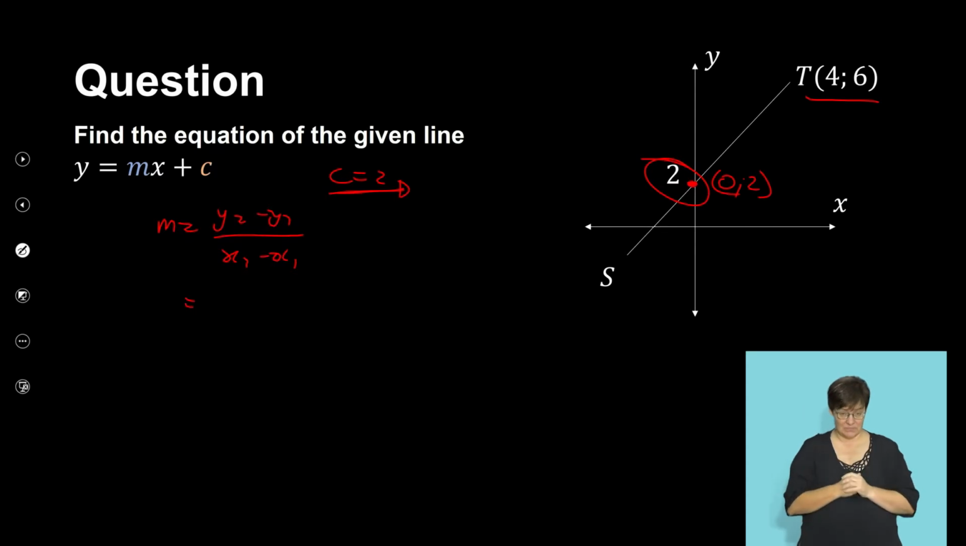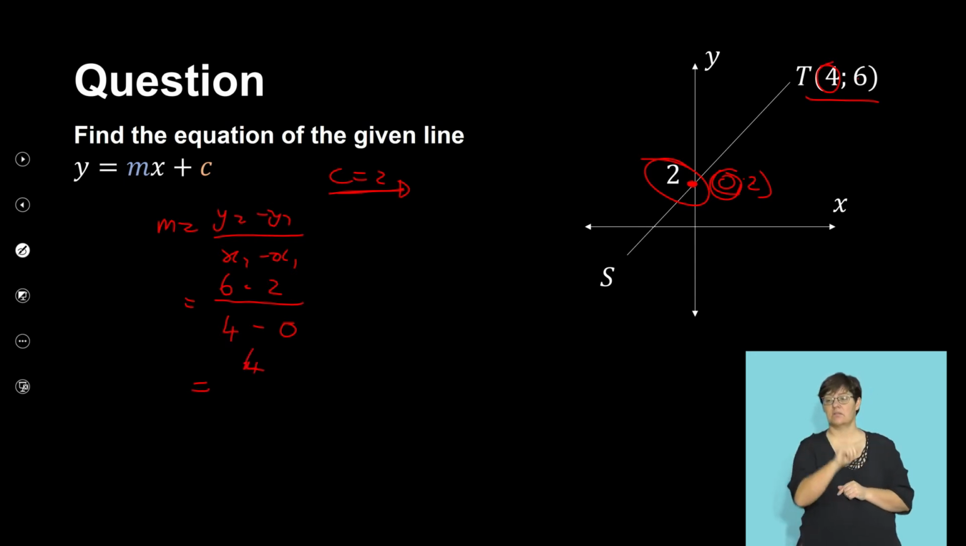So let's jump straight into the gradient formula. What am I going to do? I'm going to go y minus y. So I'm going to go the y value of the second one minus the y value of the first one, 6 minus 2. Then I'm going to go the x value of the second one minus the x value of the first one. So it's going to be 4 minus 0. And what I'm going to end up with is 6 minus 2 is 4, 4 minus 0 is 4, and I know my gradient is equal to 1.